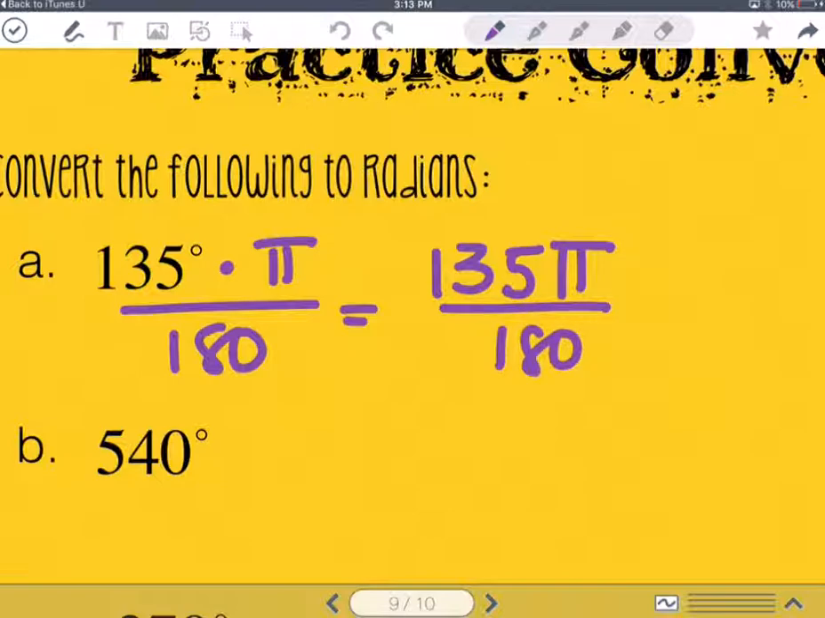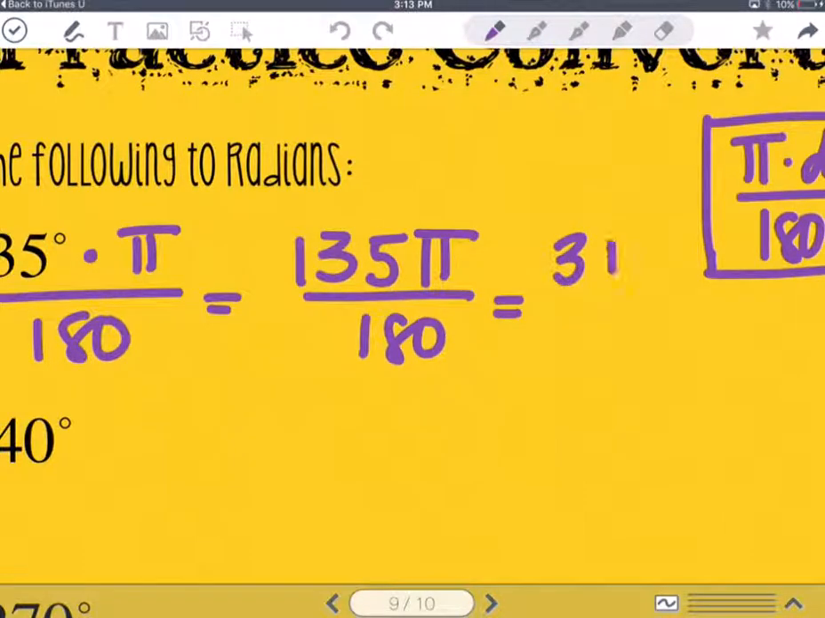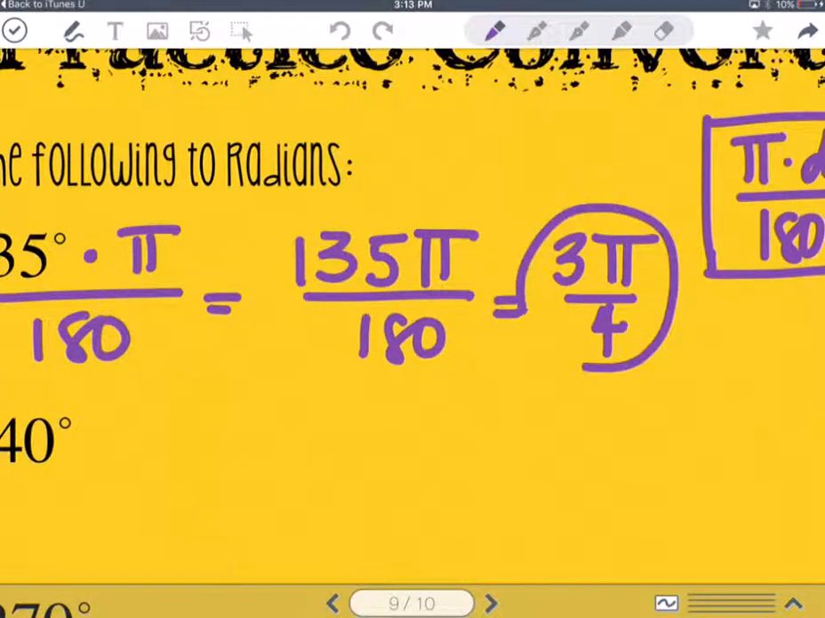So if you use your calculator, if I use the calculator and I do 135 divided by 180, you are going to get a decimal, but if you use that math frac button, you will get 3/4. So this is going to convert to 3 pi over 4. So you will need to use that math frac button.